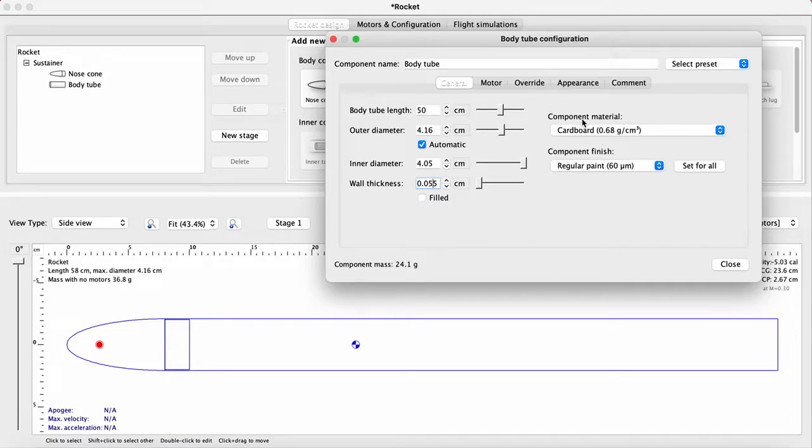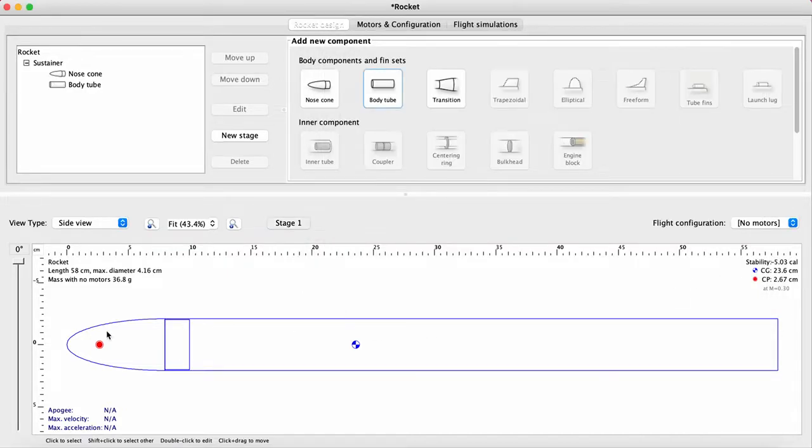As for what it's made of, it is made of cardboard. So this works for this. And yes, it will be painted, so we can leave that alone. And now we can just click close. And boom, we have the body tube of our rocket. Cool, right? All right, what's next?